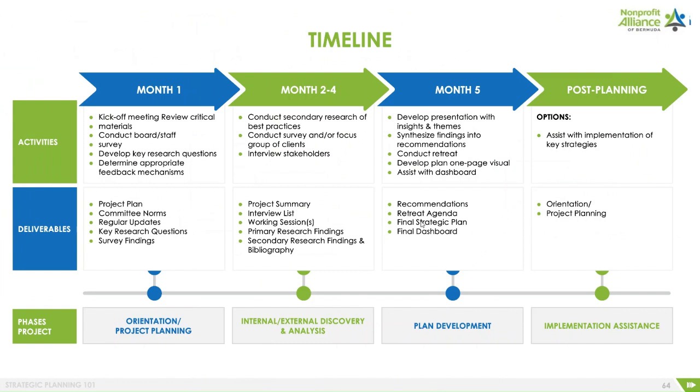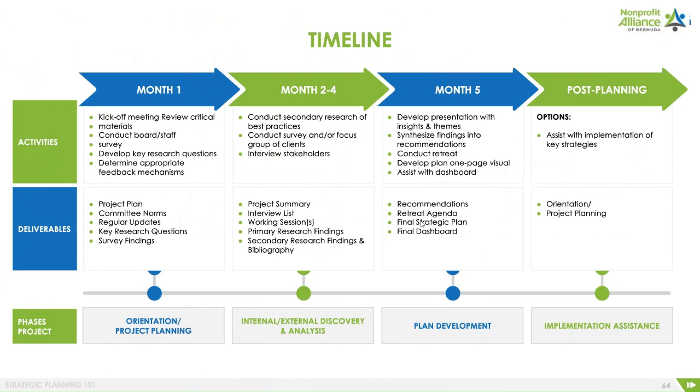Here's what a sample strategic planning time frame could look like. In the first month: kick-off meetings, review critical materials, conduct board and staff surveys, develop key research questions, determine appropriate feedback mechanisms. The deliverables from this are project plan, community norms or terms of reference, regular updates, key research questions, and survey findings.